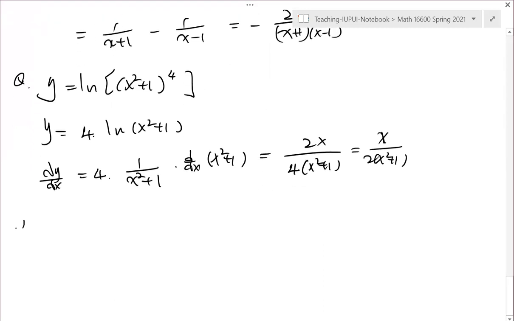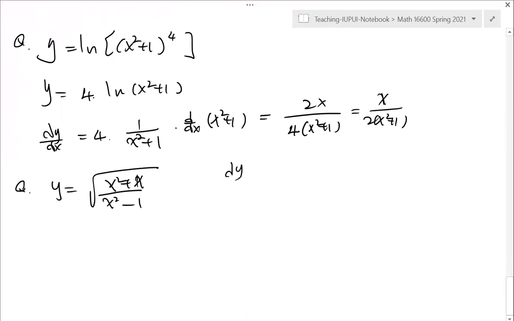Now, there are some functions that do not look like that. There's no radical inside. You don't see a natural log. So can we quickly find the derivative of this function? You have to apply the quotient rule, right? You have to use the chain rule to solve this problem. It seems pretty complicated, honestly. Is there any better way to solve this problem?